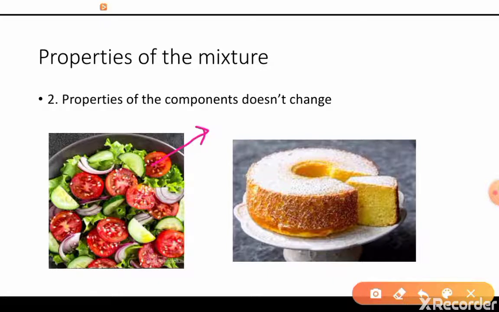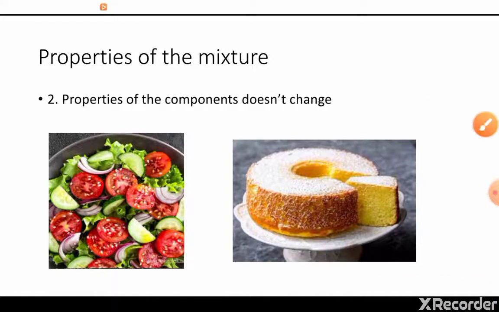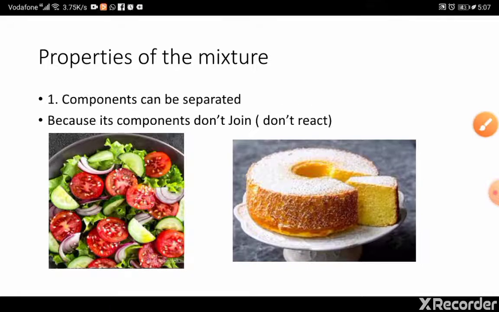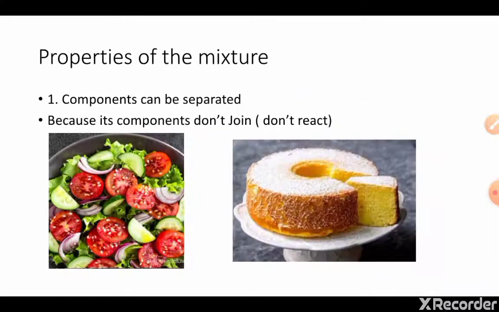But here, the taste of the egg, is it like the taste of the cake? No. The color of the milk, is it like the color of the cake? No. So the properties of the components changed, okay? So till now, we said we have a fruit salad and a cake. The fruit salad is considered a mixture, but the cake is not a mixture. Why? I said till now two differences.